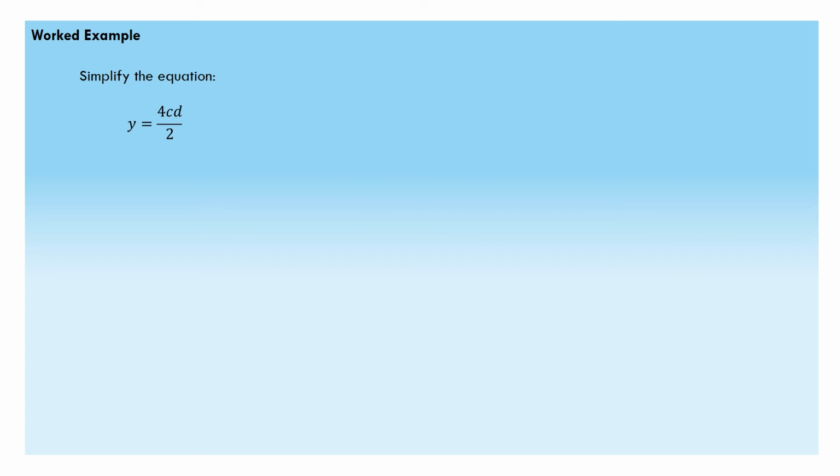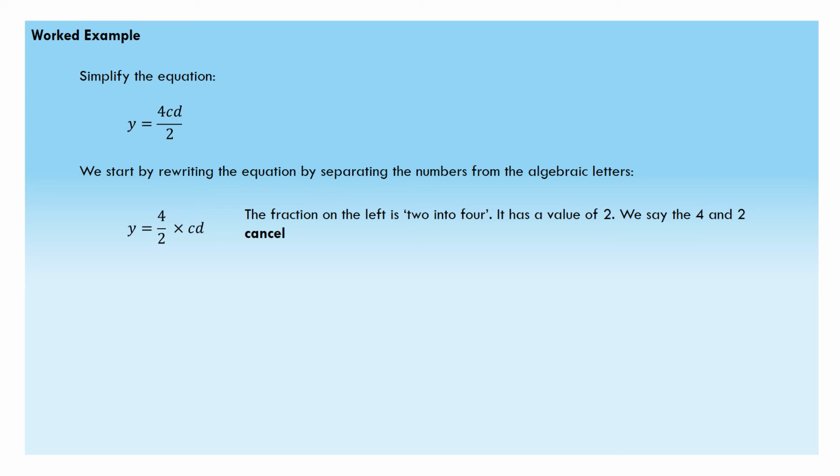y equals 4CD over 2. Let's simplify that equation. Well, we can start by rewriting this equation by separating the numbers from the algebraic letters, since the numbers are themselves like terms. So we can rewrite that as 4 over 2 multiplied by CD. And the fraction on the left there is 2 into 4, so it has a value of 2. So we say that the 4 and the 2 cancel. And what you have then is y equals 2CD, and that equation has been simplified.